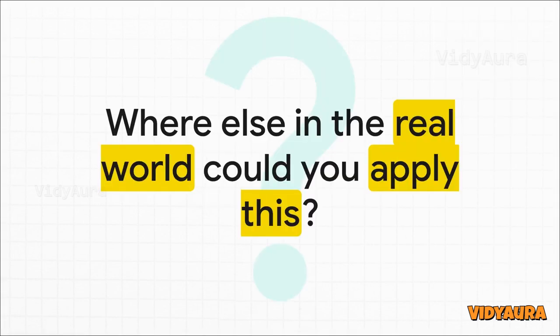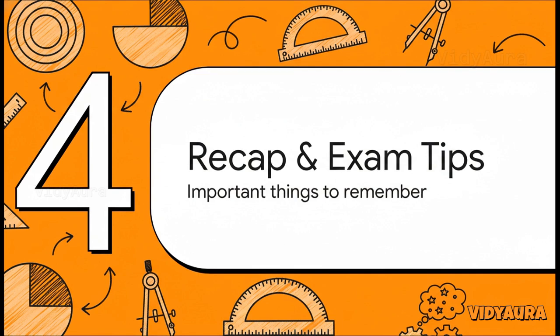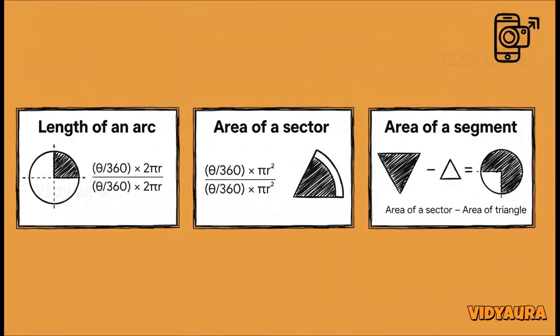Let's do a super quick recap of everything we've learned, and then I'm going to share a really crucial tip that'll save you marks in your exams. So here are the 3 key formulas you absolutely have to know. The one for the length of an arc, the one for the area of a sector, and the one for the area of a segment, which remember you find by taking the area of the whole sector and subtracting the area of that triangle inside it. Honestly, this is a great slide to take a screenshot of for your revision notes.